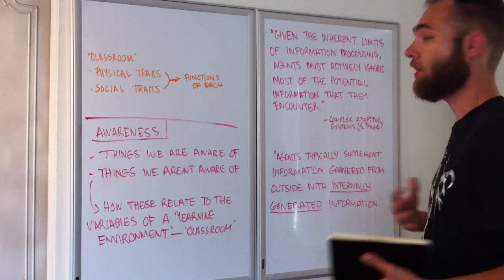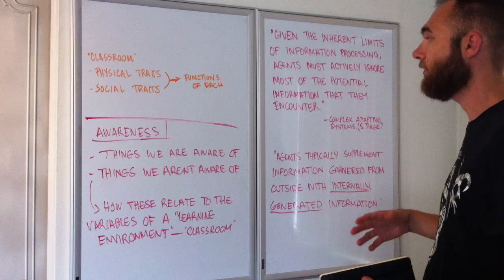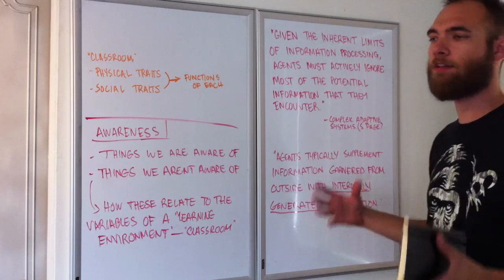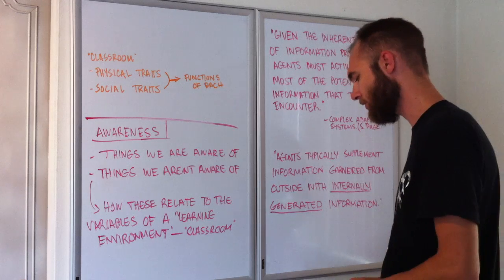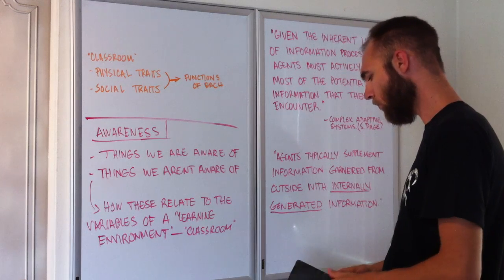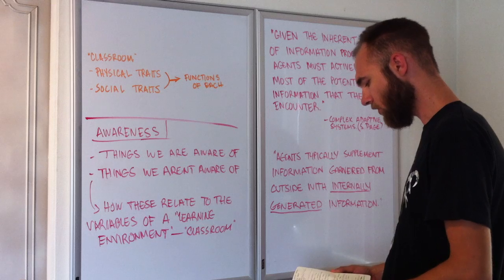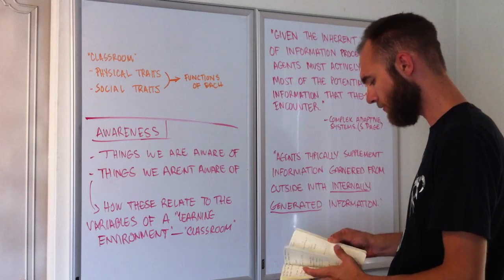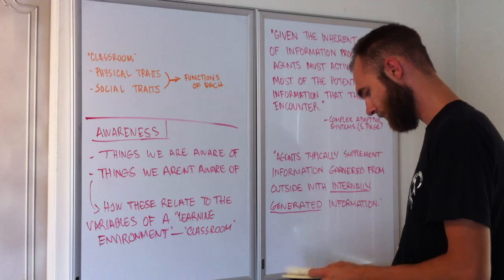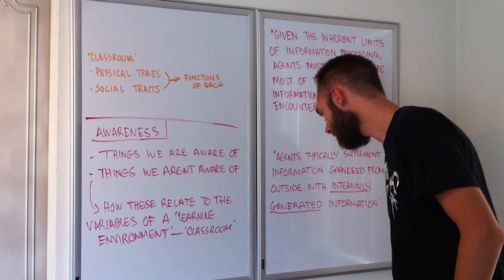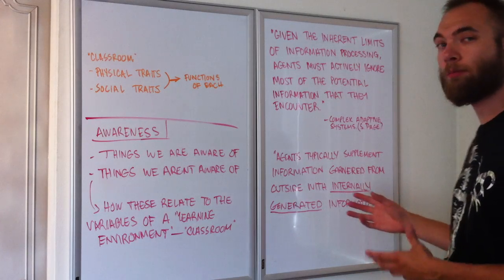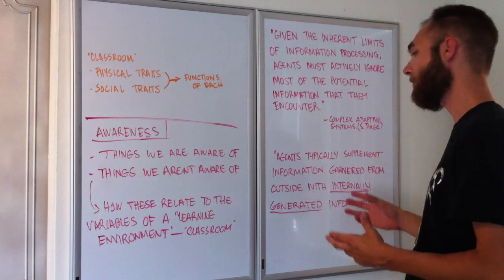most agents, us, must actively ignore most of the potential information that they encounter because there's just so much information going on, we can't handle it all. So our level of awareness is really affected by that. So I'll close my notebook. Okay. Also, agents typically supplement information garnered from the outside.